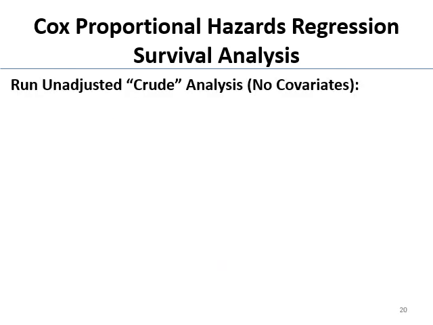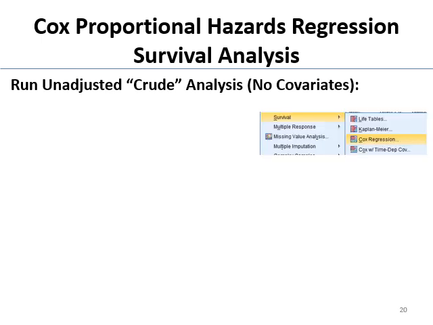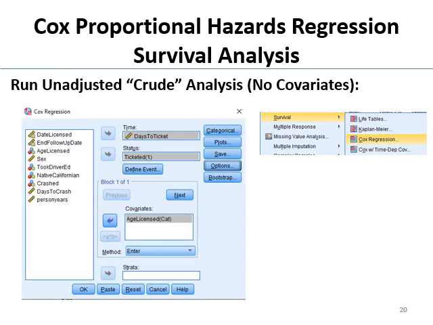So let's run a crude analysis like we did with logistic, where we're just going to look at those who were licensed at age 16 versus those who were licensed at age 17. We're not going to adjust for any other things. We just want to know, does there appear to be a relationship between age at licensure, 16 versus 17, and their ticket rates? So you go to survival, Cox regression, that's where you get this.